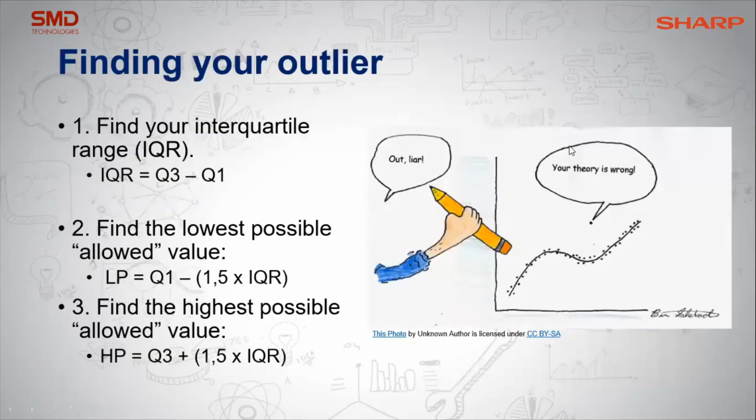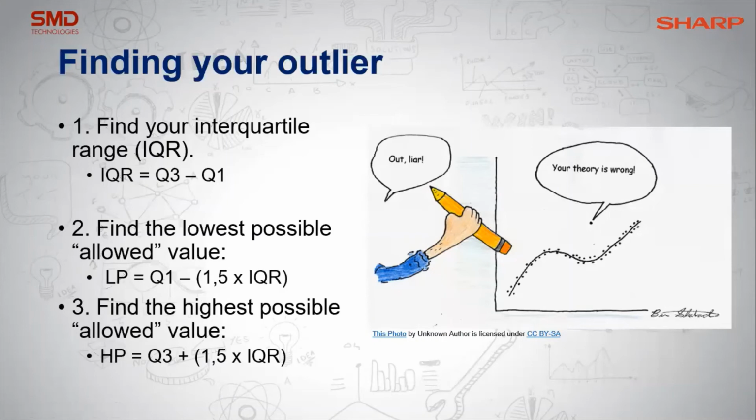So how do we find our outlier? So we look for our interquartile range. Now, interquartile range is just a fancy way of saying the range between quartile 3 and quartile 1. It is the range of your box in your box and whisker plot, okay?